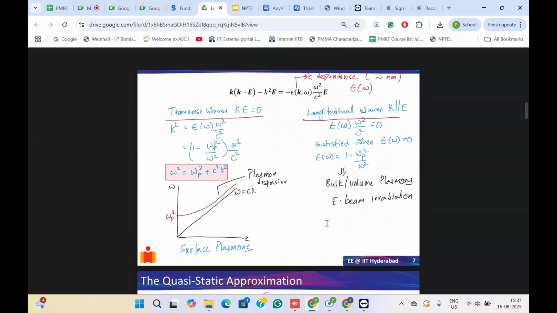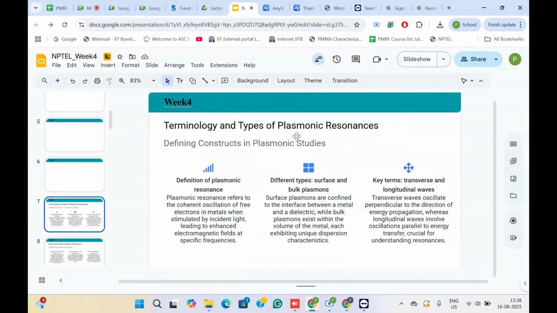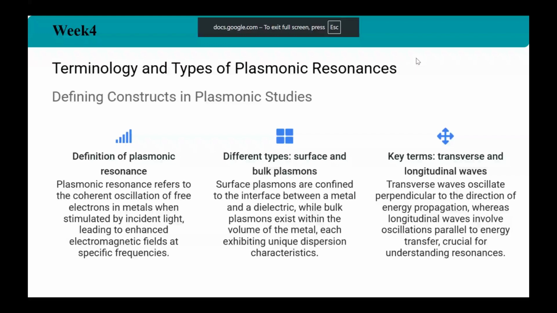Now what will happen if light hits a metal nanoparticle? Plasmonics is the science of the interaction of light with metal. We will see different types of plasmonic resonances, and to understand that, we look at Maxwell's equation. There are various terminologies and types of plasmonic resonances.